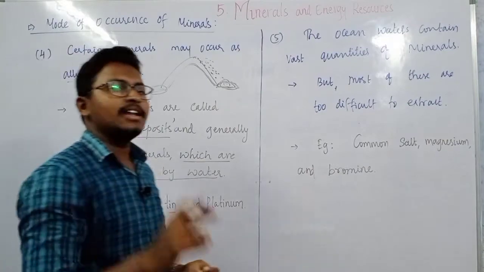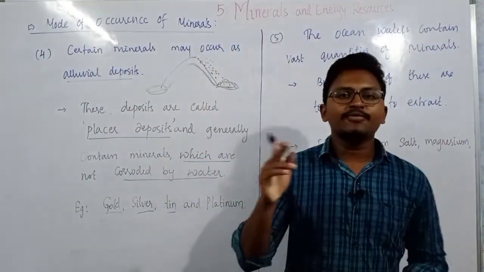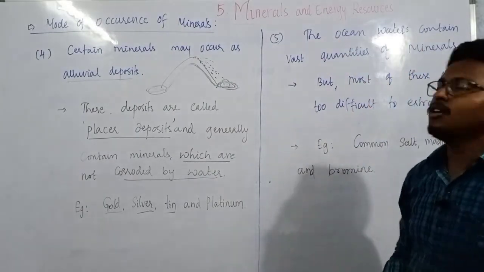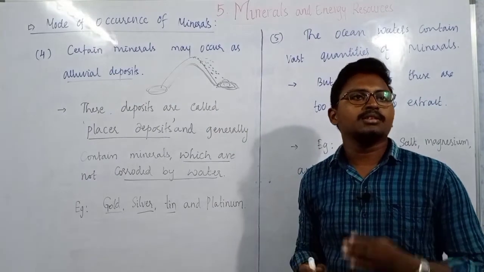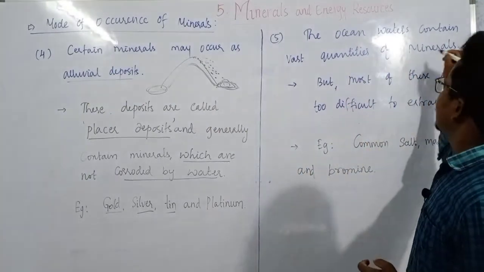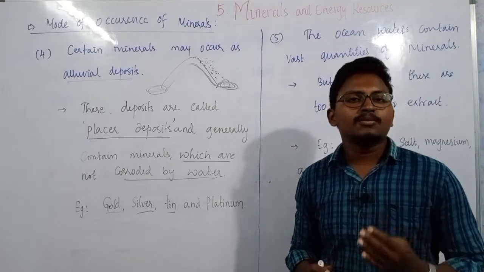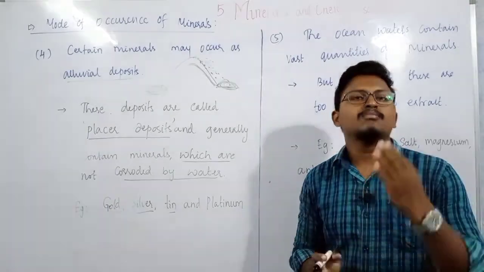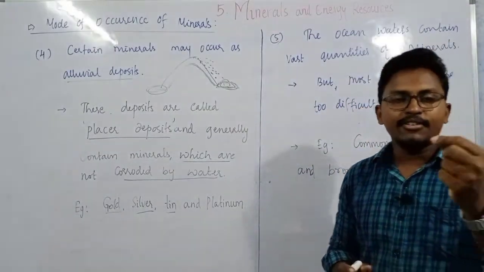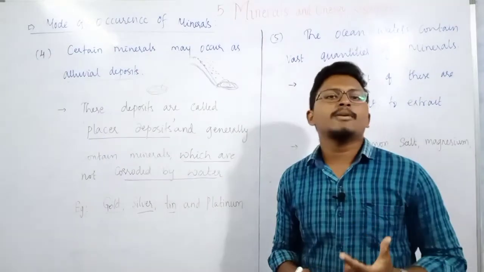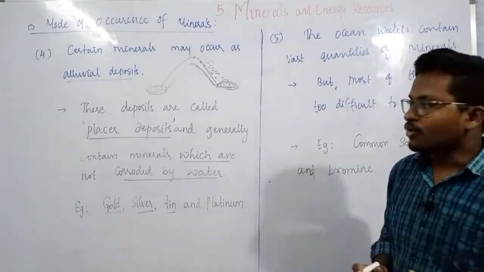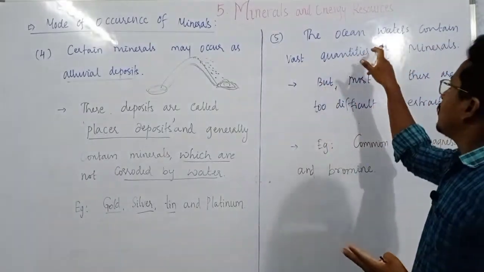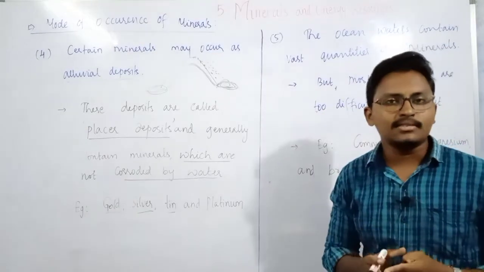And the final form of occurrence of the minerals, the fifth form, is in ocean beds or ocean water. You all know the ocean floors and oceans hold huge quantities of minerals, but it is not possible to extract all these varieties of minerals at the same time. They are not of much economic significance. That means even if we extract these minerals, we may not get much profit. Therefore very few minerals are extracted from the ocean floors or ocean water.